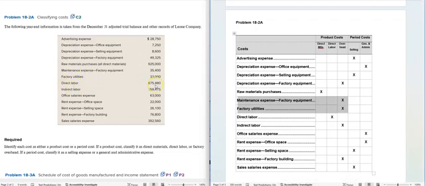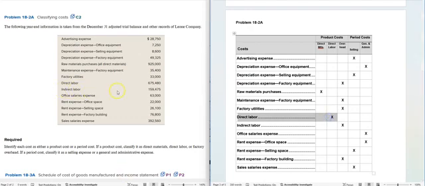Direct labor. Direct labor refers to the people that are physically making the product. So right away we know it's a product cost, and it's the direct labor. Those are costs associated directly with the product.